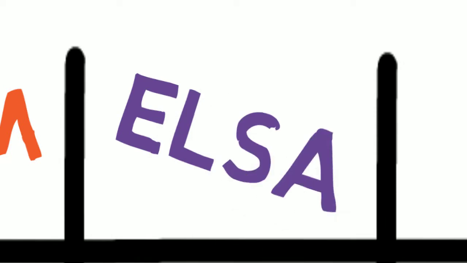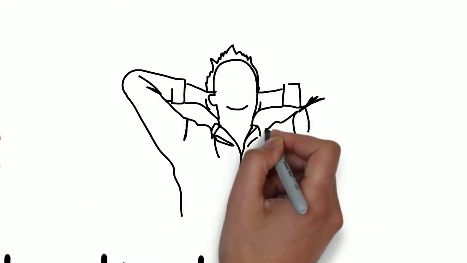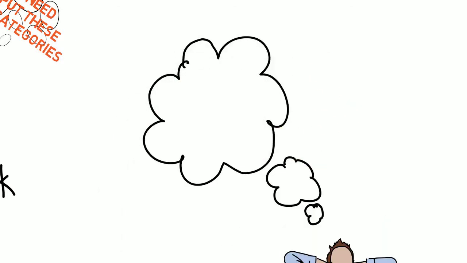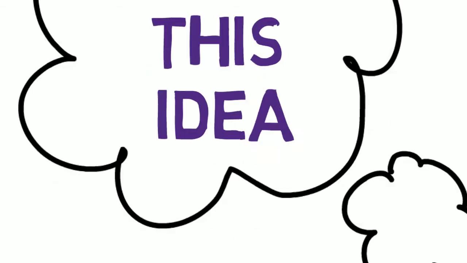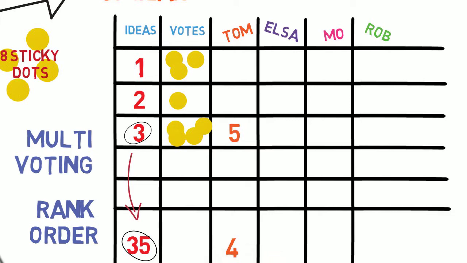So let's say we have Tom, Elsa, Mo, and Rob. Then each person rank orders the shortlist, and they give their best ideas the highest number and rank all of the other ideas down in order. So let's say Tom says that this idea he thinks is the top of his list, so he gives that a 5, this one a 4, this one a 2, this one a 3, and so on.